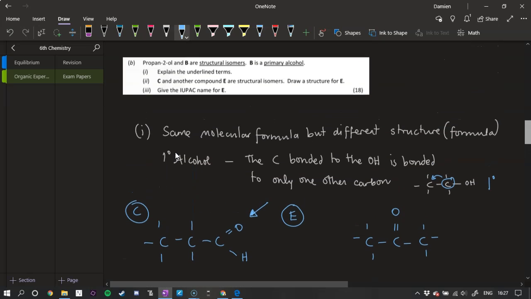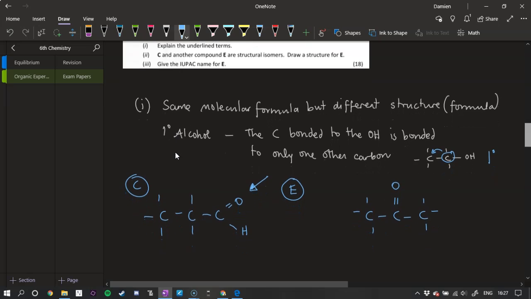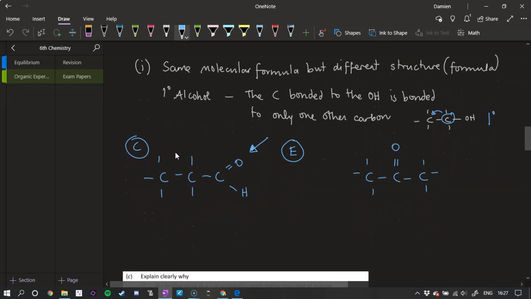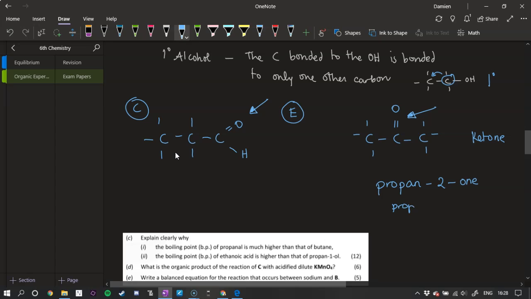So I don't think it asks for a name of it. It just asks for a draw structure for E. Oh, and part 3, give the IUPAC name for that. So this one here is 3 carbons, so it's prop. And it's a C double bond O, so that means this is a ketone. So it's propanone, but you have to say where the double bond is. And it's on the second carbon. So this is propan-2-one.